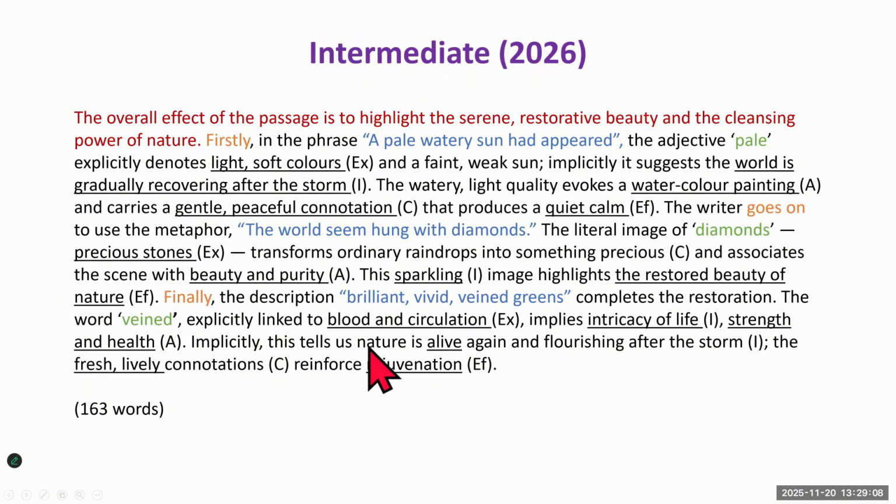You can rearrange the order of things. You don't really have to start with explicit and then implicit and so on. So this is 163 words, which is a little bit over the word limit.